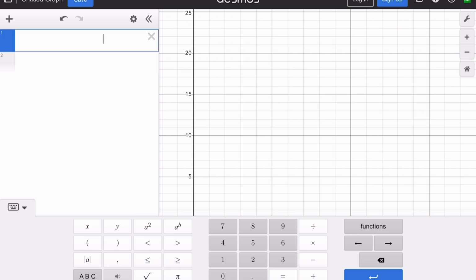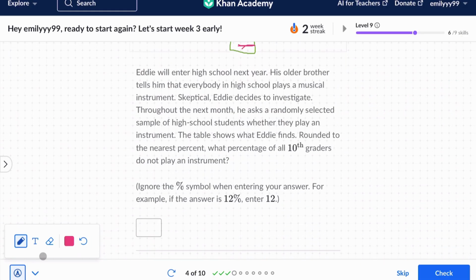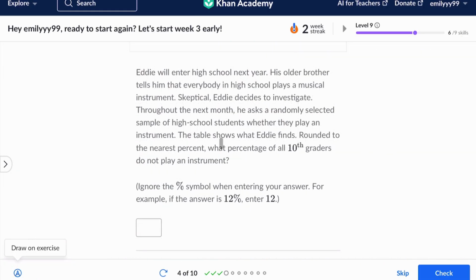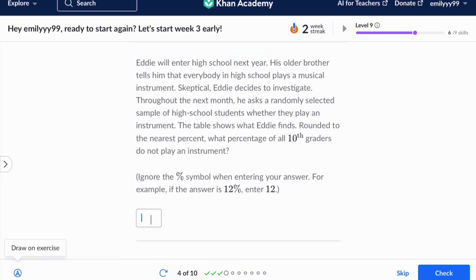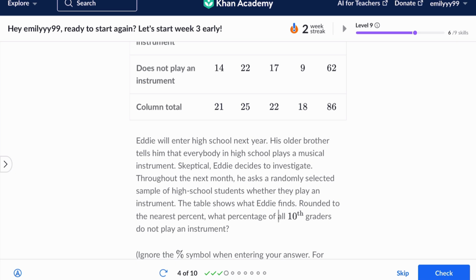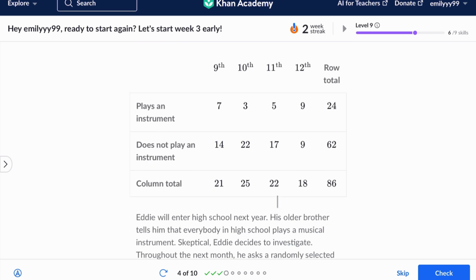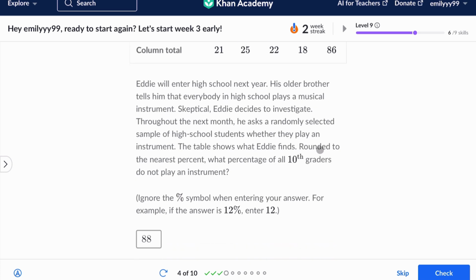But let's put that into the calculator. 22 over 25 is 0.88. So that means 88%. So the percentage of all 10th graders that don't play an instrument should be 88%. It's telling us all 10th graders, so the data of 9th grade, 11th grade, and 12th grade won't matter here.